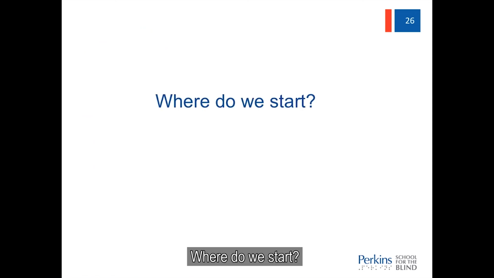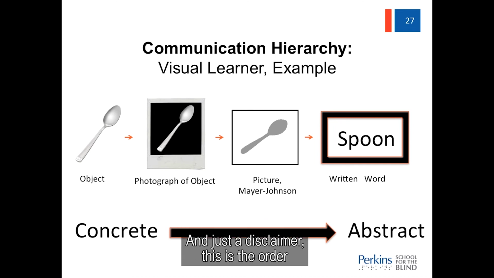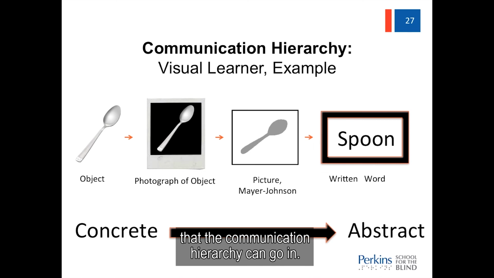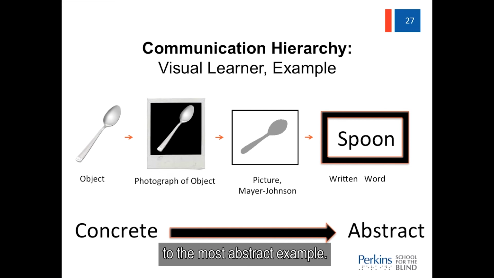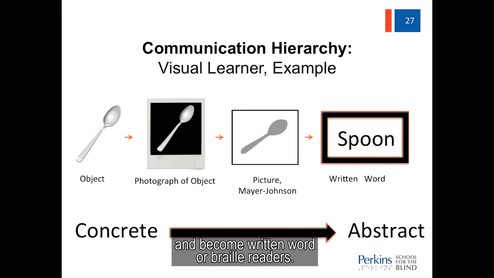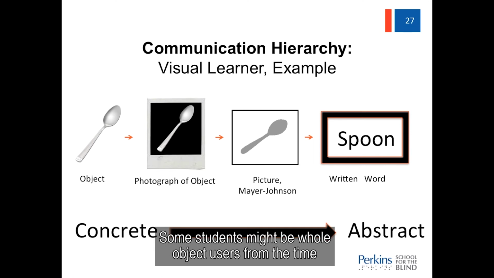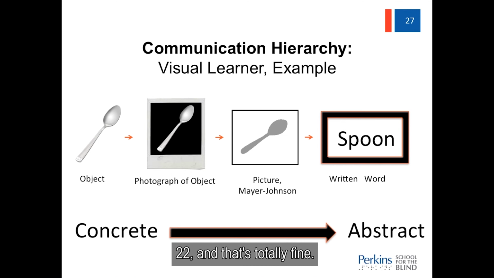Where do we start? To review the communication hierarchy, we have some examples. And just a disclaimer, this is the order that the communication hierarchy can go in. It doesn't mean that every student will progress from the most concrete to the most abstract example. Some students might start out on objects and become written word or braille readers. Some students might be whole object users from the time they're in preschool until the time they graduate when they're 22, and that's totally fine.